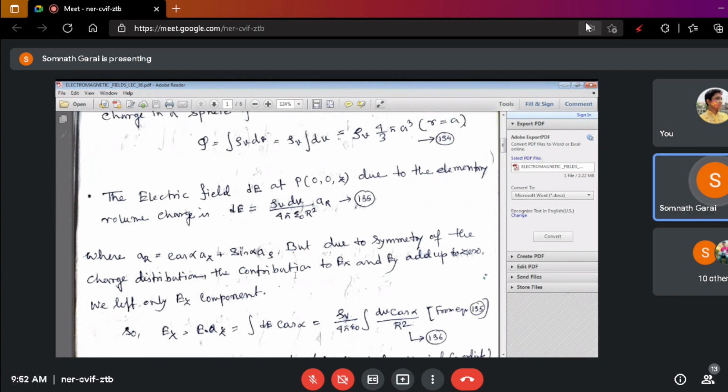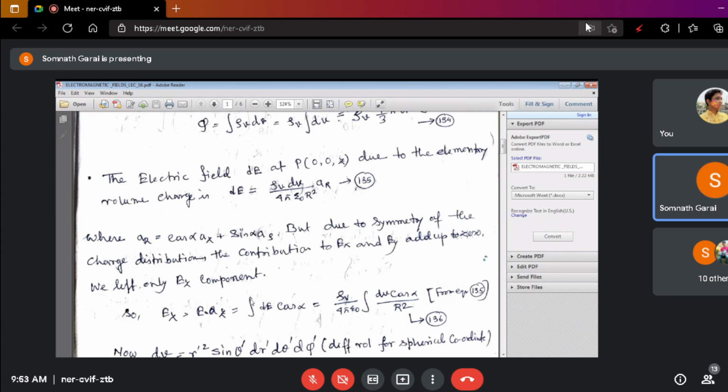But one thing to remember, due to the symmetry of the charge distribution, the x component and y component are equal to 0, because for every point there is another opposite charge created in the x and y components. Only the z component is left, right? You already know that from the earlier class.